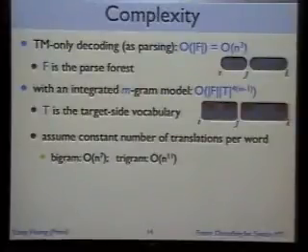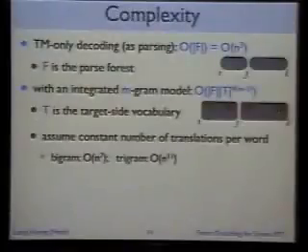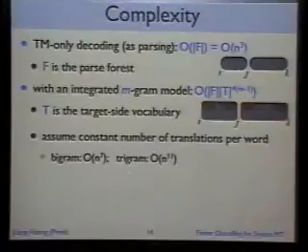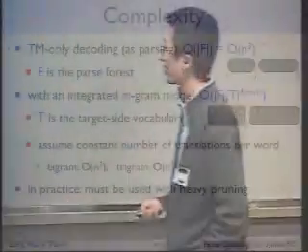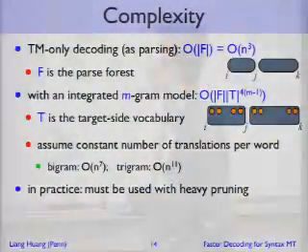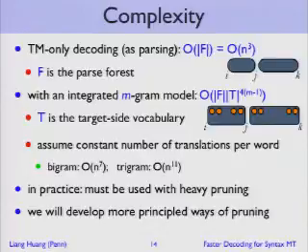But assuming you have only a constant number of English translations per Chinese word, so that the choice of each of these can only range over n, which is a more reasonable assumption, then this still amounts to n to the 7 for bigram and n to the 11 for trigram, which is prohibitively large. And so in practice, if you really want to do full integration, you have to use very heavy histogram pruning. And that's what our community really does in practice.